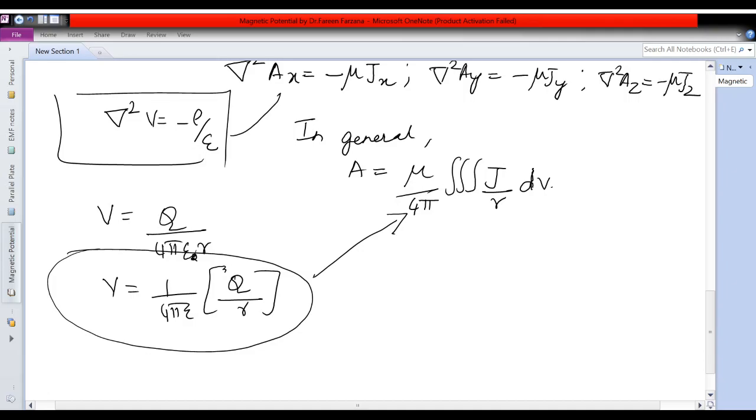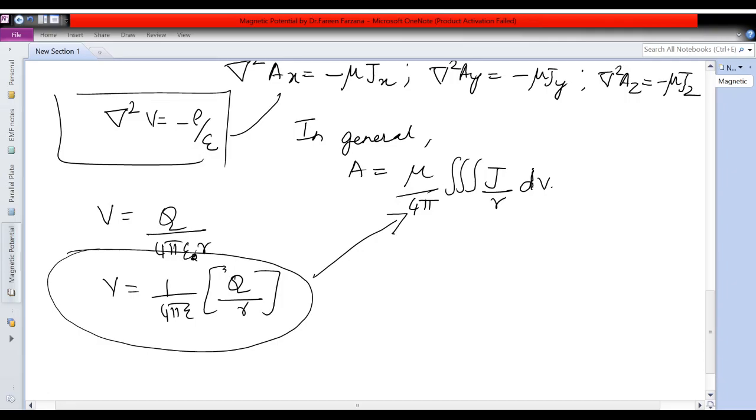So just to compare and correlate both the equations, instead of epsilon, here the proportionality constant is mu, which is the permeability. And what we are going to do is consider a closed volume. So triple integral of J dV divided by R. Usually the electric potential is inversely proportional to the distance. Similarly, magnetic vector potential is also inversely proportional to the distance.